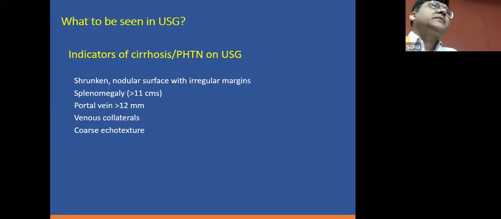What is the size of the spleen? Are collaterals present or not? What is the size of the portal vein diameter? What is the size of the liver? How is the margin? How is the surface?